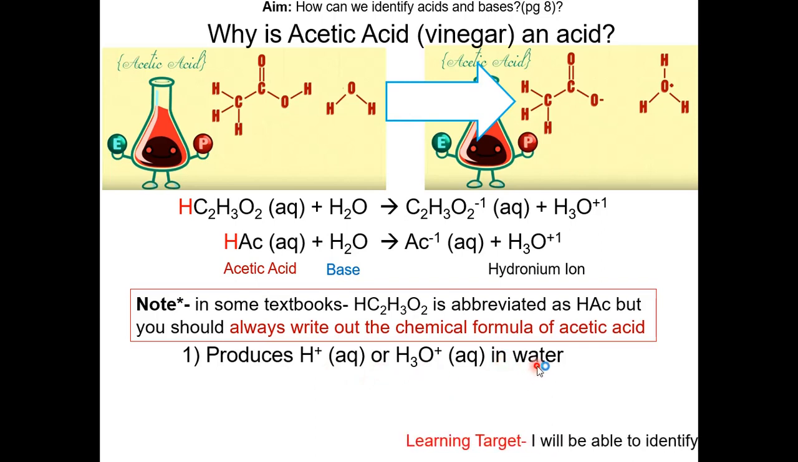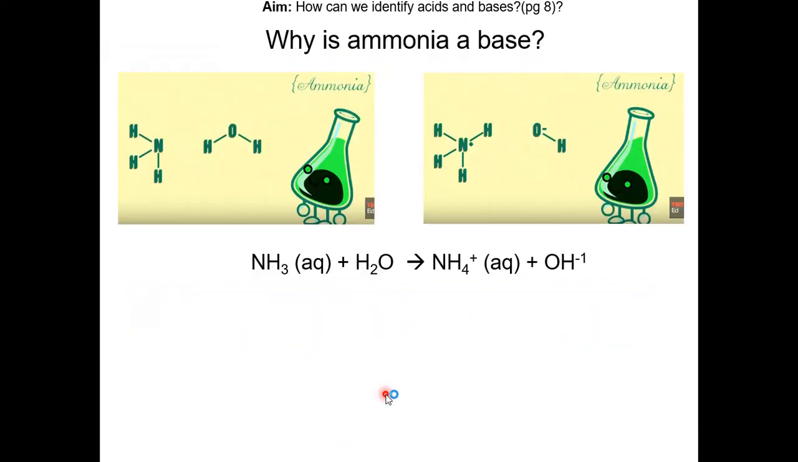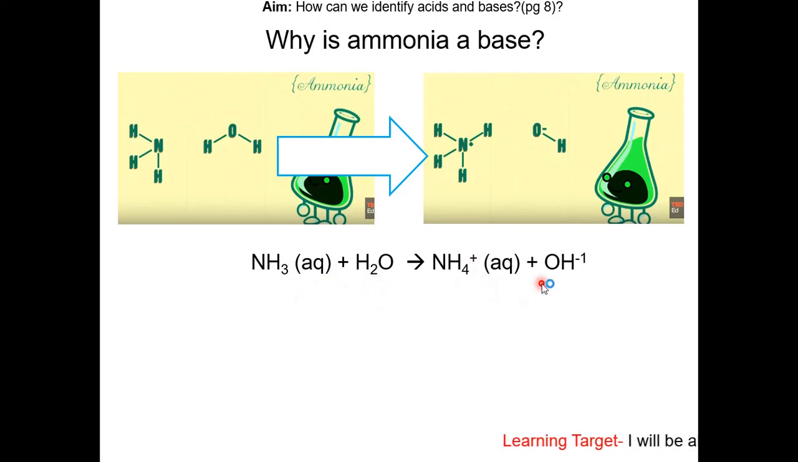So acetic acid is an acid because it produces H plus ions, or hydronium, in water. This is Arrhenius theory, and it also donates or loses H plus ions, which is Brønsted-Lowry theory. So why is ammonia a base? Ammonia is NH3. In this equation, it takes a hydrogen ion from water, which produces NH4 plus ion and hydroxide ion. In this situation, water is behaving like an acid because it lost the H plus ion.